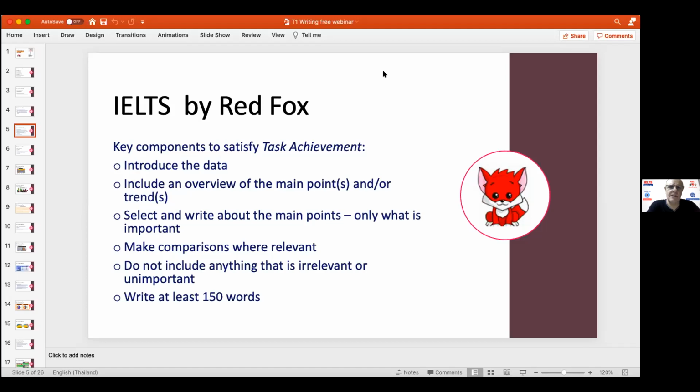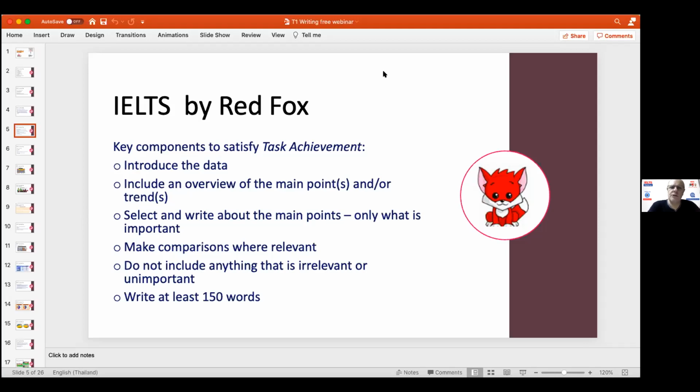Related to this is including any information that is irrelevant. So in task 1, we do not give any opinions. We do not try and explain the data. We do not make any assumptions. We simply report the data as we see it, selecting and reporting the key features.